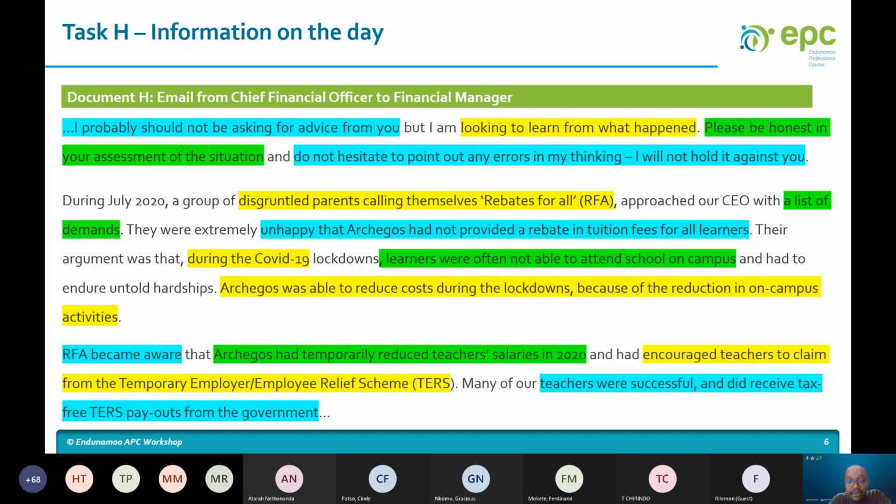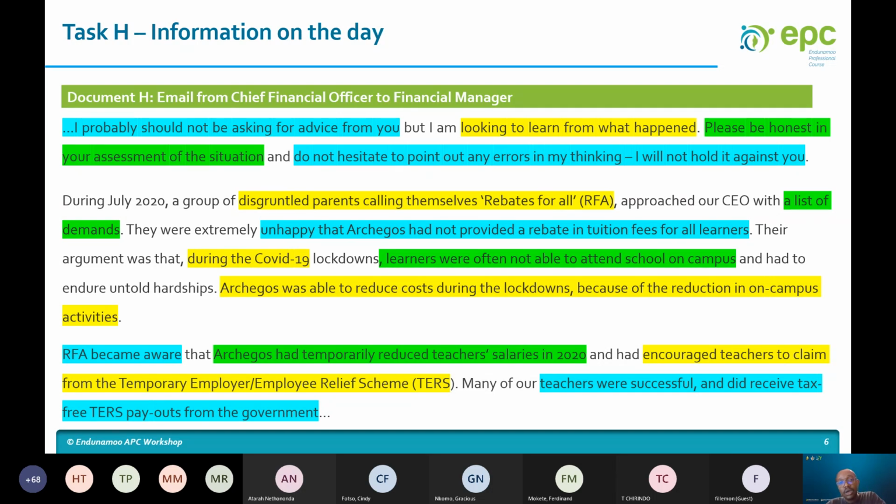Their argument was that during the COVID-19 lockdown, learners were often not able to attend school on campus and had to endure untold hardships. Archegos was able to reduce costs during the lockdowns because of the reduction in on-campus activities. RFA became aware that Archegos had temporarily reduced teachers' salaries in 2020 and had encouraged teachers to claim from temporary employee relief schemes, TERS. Many of our teachers were successful and did receive tax-free TERS payouts from the government.